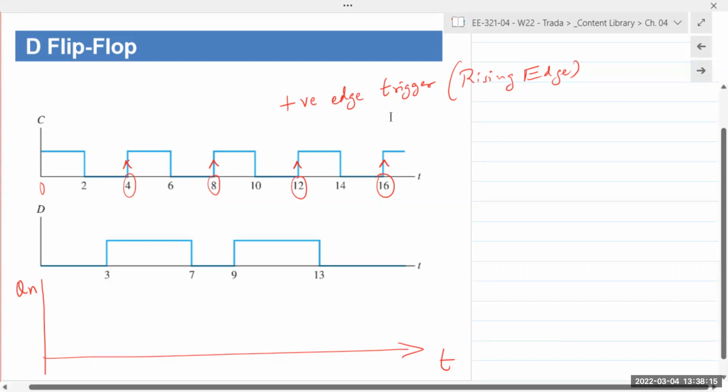So we would assume that prior to 3, the output was reset, meaning output was 0. If there is no indication, if nothing is given, then you can simply assume that it was reset, meaning the output was 0. The positive going edge takes place at 4. What is the value of D at 4? So output is 1.